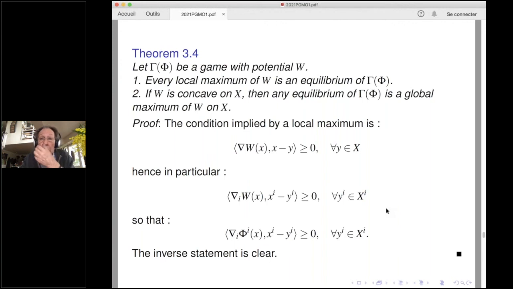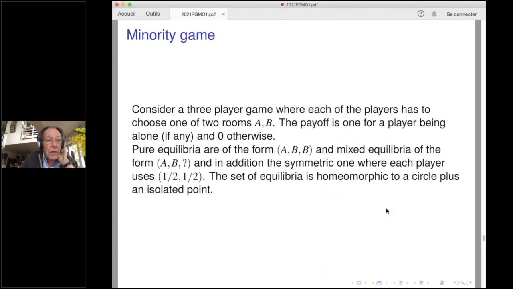We'll discuss a lot of this property this afternoon and next week. Just a nice example of a potential game, which will also be useful in terms of stability of equilibrium: the minority game. It's a very simple game. You have 3 players, and each has to choose one of 2 rooms. You get 1 if you are alone in a room, and 0 otherwise. There are pure equilibria of the form one player in a room and the 2 others in the other room.